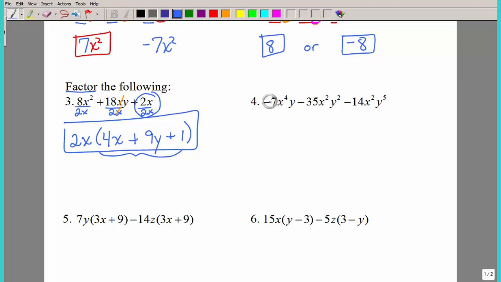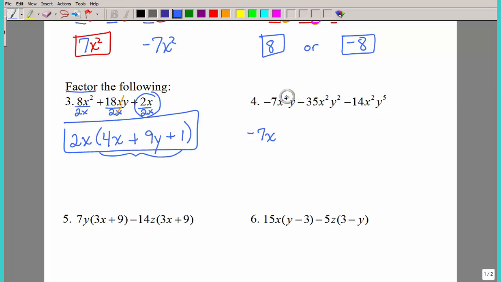So we want to look at those coefficients, 7, 35, 14. But also notice that they're all negative. So I think I'm going to take my GCF out as a negative 7. I see a lot of letters. That has an x, that has an x, that has an x. And so x must be part of it.